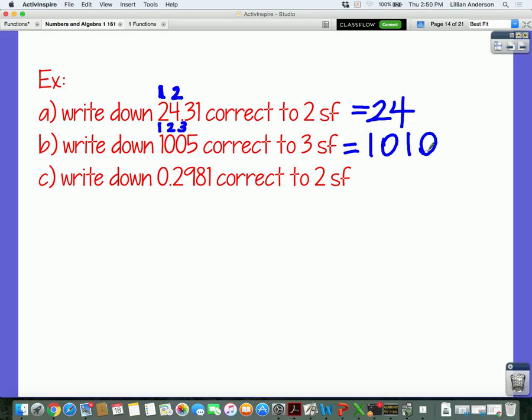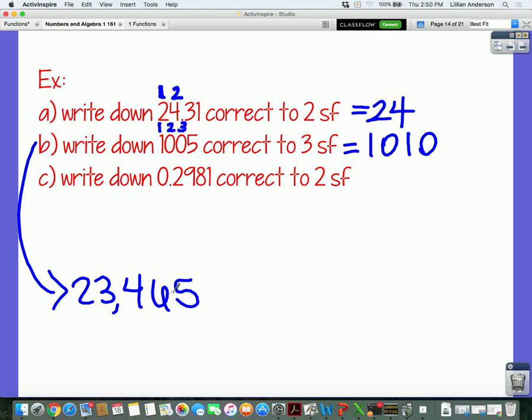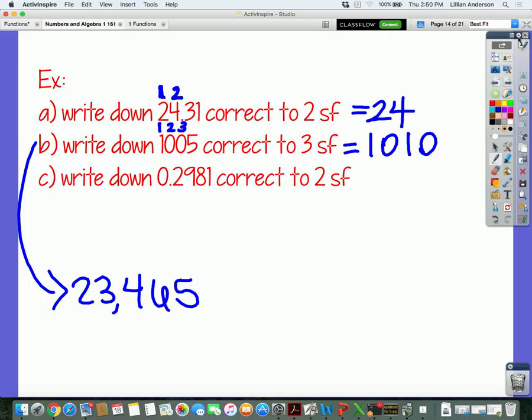Let me do another one like that. Say you're looking at an example and it says the population of a city is 23,465 people. And they want you to round it to three significant figures, to give an approximation of about how many people are in this town. Where do you start your count? At the 2. So to round to three significant figures would be 1, 2, 3. Am I going to round that 4 up? Yes, it is. But it's not going to be 235 people in this town. No, it's going to be how many?